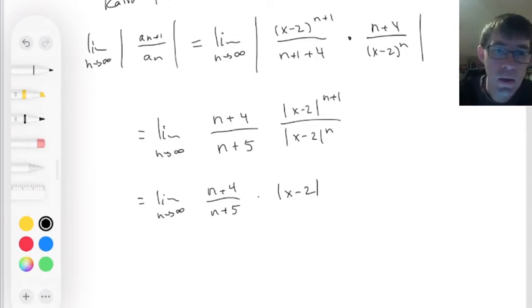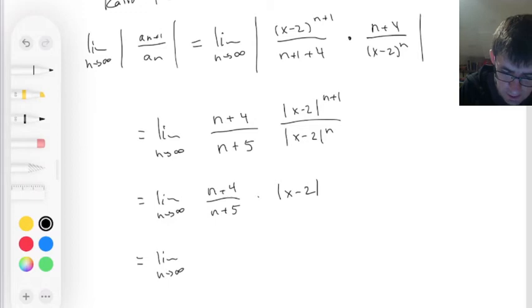Okay, what's the limit then? We've simplified all the way. You can take the limit. As n goes to infinity, the x minus 2 part will just stay like it is. As n goes to infinity, what happens to this fraction? Well, we do our usual trick with the fractions. I'm going to divide through by n on the top and the bottom. It'll say 1 plus 4 over n divided by 1 plus 5 over n.